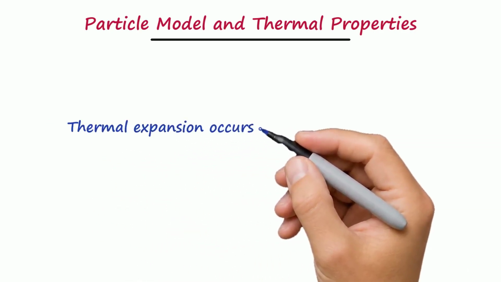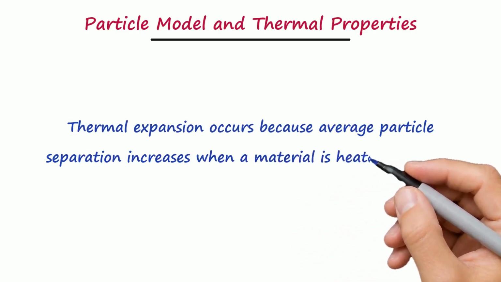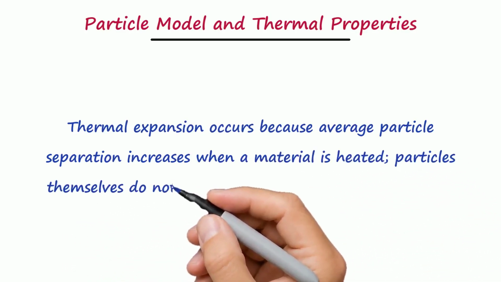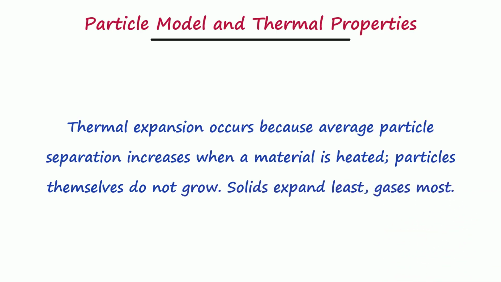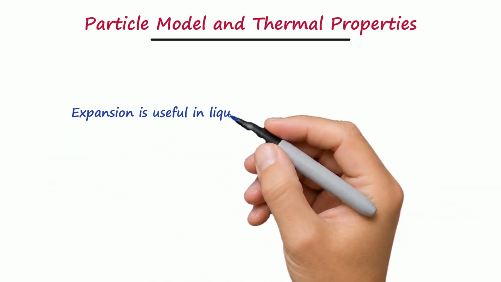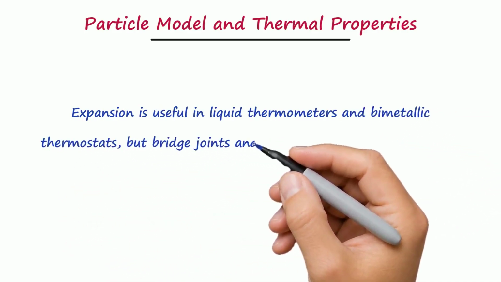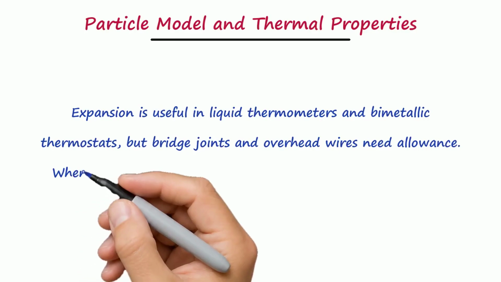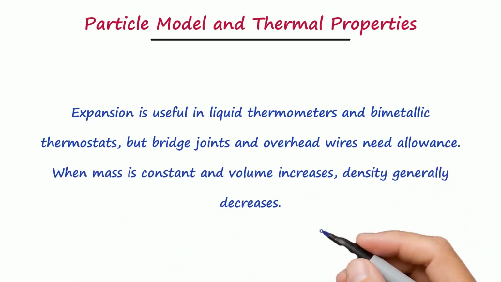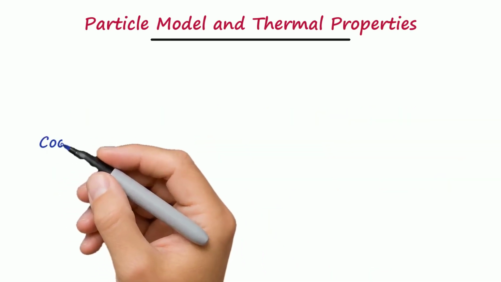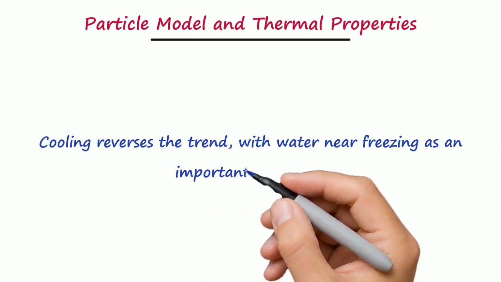Thermal expansion occurs because average particle separation increases when a material is heated. Particles themselves do not grow. Solids expand least, gases most. Expansion is useful in liquid thermometers and bimetallic thermostats, but bridge joints and overhead wires need allowance. When mass is constant and volume increases, density generally decreases. Cooling reverses the trend, with water near freezing as an important exception.